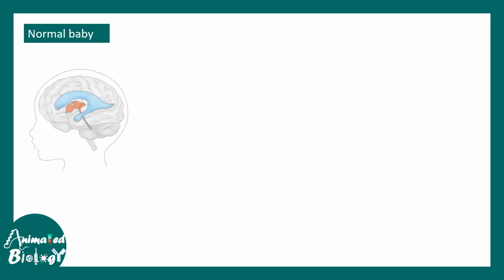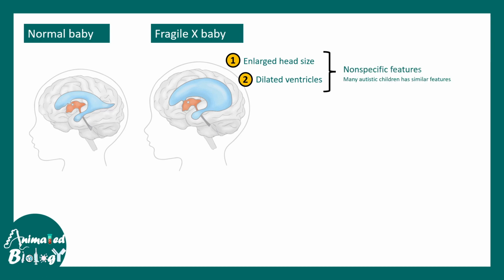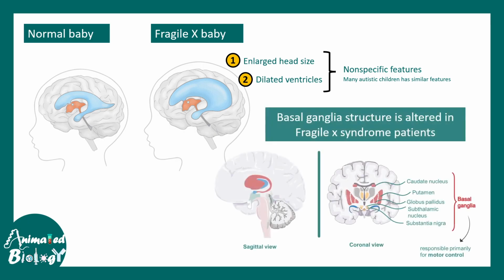Definitely check it out. So when it comes to the overall architecture of the brain, these fragile X babies show a slightly bigger brain size and dilated ventricle. So enlarged head and dilated ventricle is pretty common in these babies. But this is not a differential feature, because these kinds of changes are often seen in patients with autism. So an autistic child has oversized brains and dilated ventricles. That's pretty common. Now, one of the structures that is getting affected in this particular case is the basal ganglia.